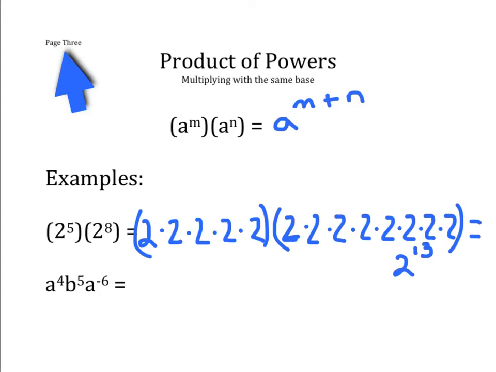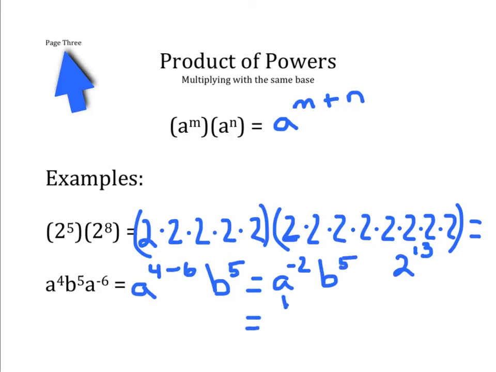Another example, so we have a to the 4th, b to the 5th, a to the negative 6th. So if we have a to the 4th, we can say a to the 4 minus 6, and then b to the 5th. Then we can simplify. 4 minus 6 is negative 2, so a to the negative 2. Then we have b to the 5th, and we know that that is the same thing as b to the 5th over a squared. We learned that in our last video.